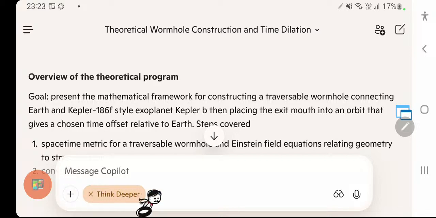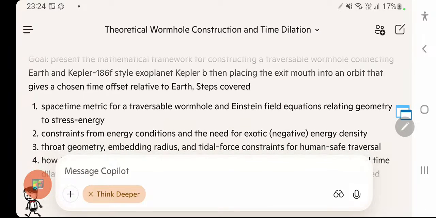Okay, overview of the theoretical program. Goal: present the mathematical framework for constructing a traversable wormhole connecting Earth and the Kepler 186f exoplanet, and placing the exit mass into an orbit that gives the chosen time offset relative to Earth.